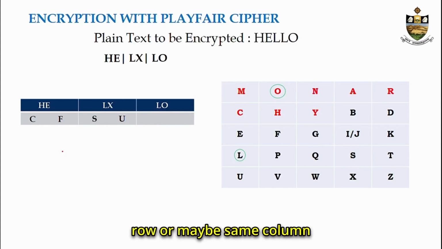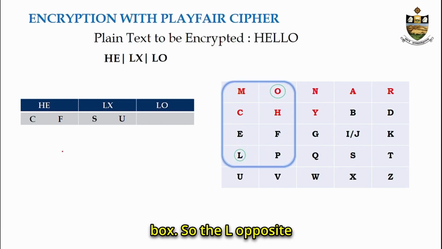In case of the same row or same column, take the character to the right, or the character below. But if both are different, they form a rectangular box. So L's opposite character is P. P is identified and replaces L, and O's opposite character is M. M is identified and replaces O.